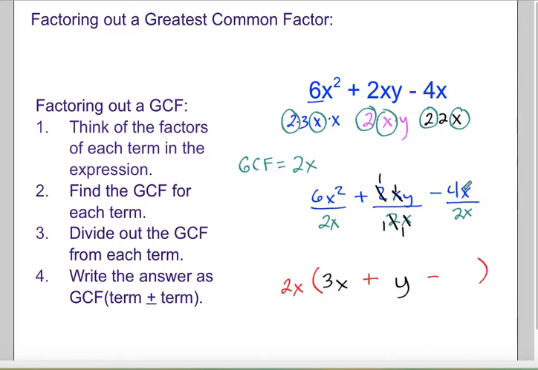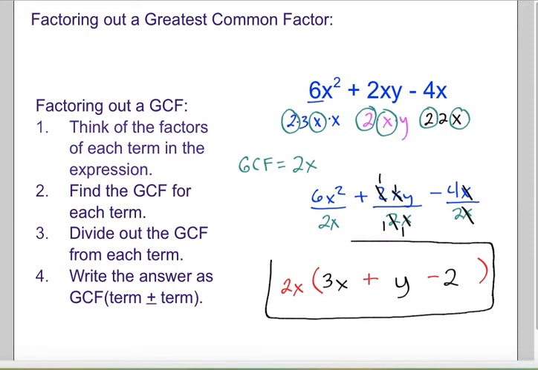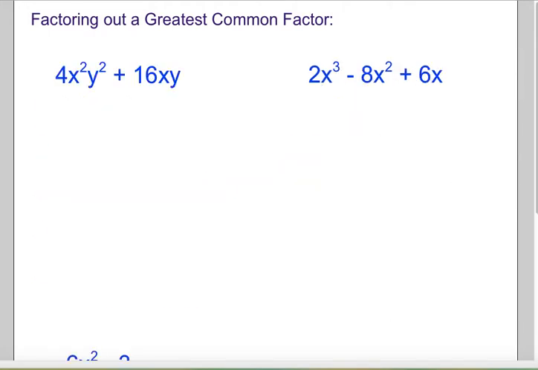And then the last piece, 4 divided by 2 is 2. And I already have my negative sign, so I'm not worried about negative 4 divided by 2. And then x divided by x, those x's reduce out. And so this would be the factorization for this polynomial. Let's look at a couple more.